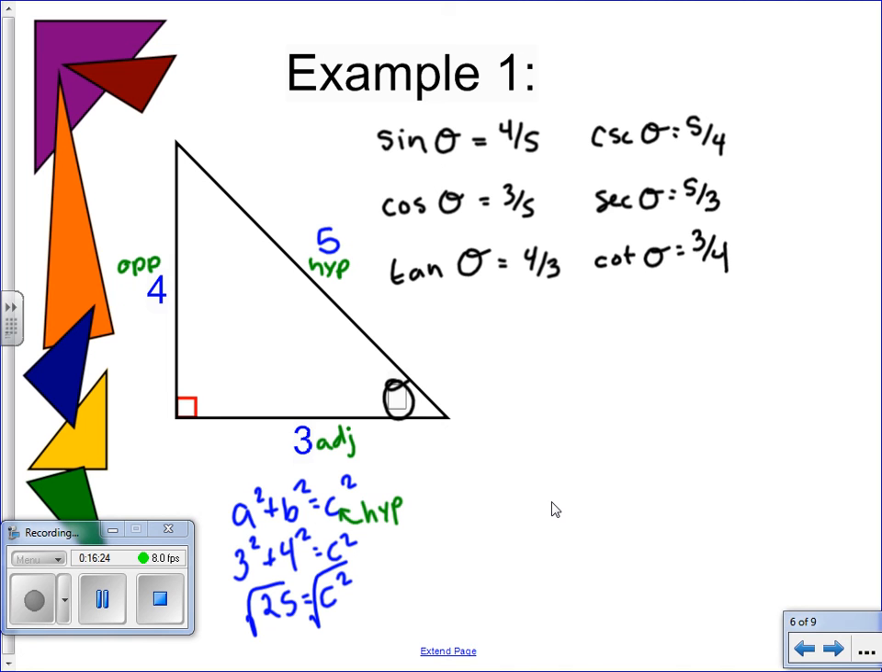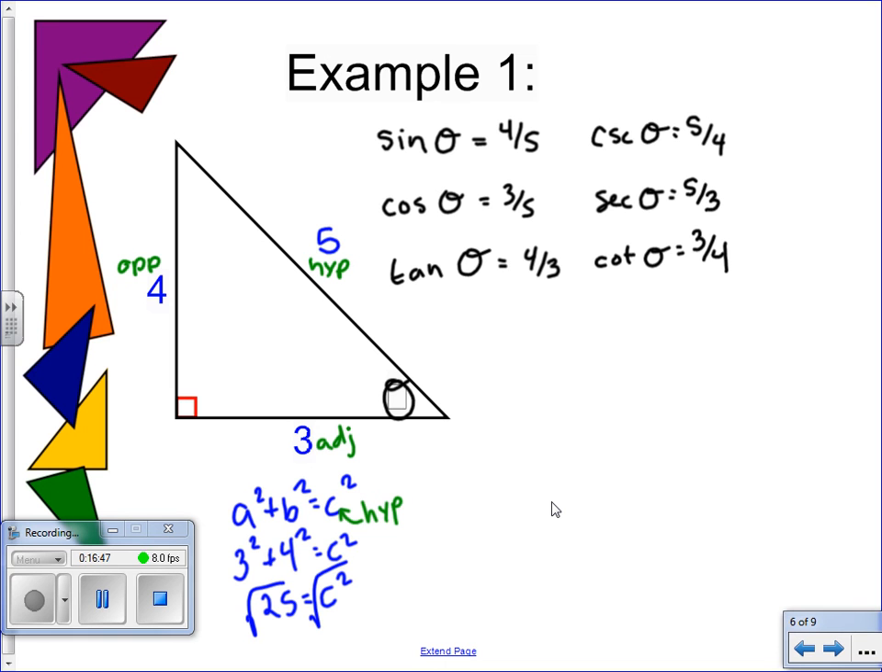A Pythagorean triple is three integer numbers, so like whole numbers, that work in the Pythagorean theorem. Like 3 squared plus 4 squared equals 5 squared. Another one you might recall from geometry is 5 squared plus 12 squared equals 13 squared. So 5, 12, 13 is a Pythagorean triple. That was a common one that you probably saw a lot.